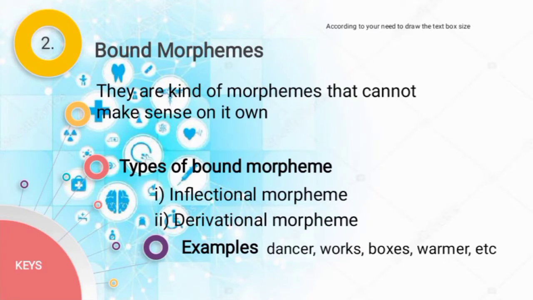2. We have bound morphemes. They are a kind of morpheme that cannot make sense on its own. Types of bound morphemes. 1. Inflectional morpheme. 2. Derivational morphemes. Then we have some examples, which are dancer, works, box, warmer, etc.